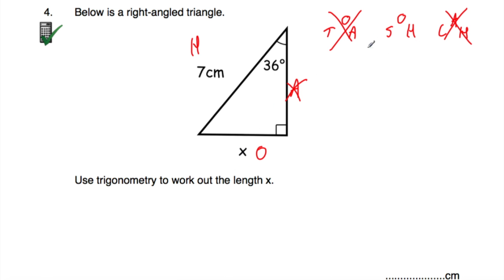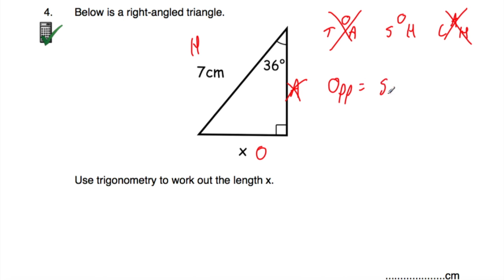Now we're trying to find the opposite, so we go back up to our triangle and we cover up O because that's the opposite. And we find that the opposite is equal to the sine of the angle multiplied by the hypotenuse. So let's write that down. The opposite is equal to the sine of the angle.